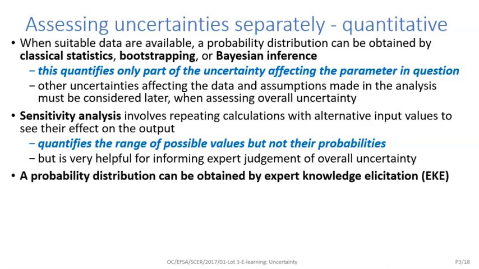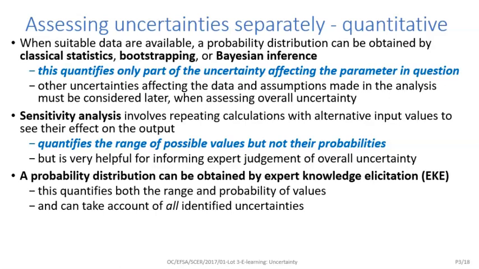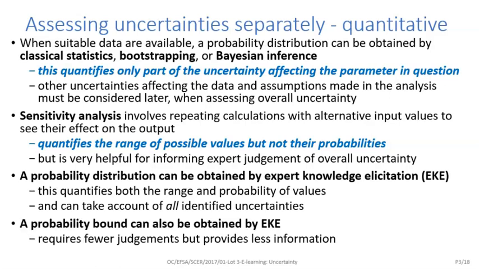A probability distribution can be obtained by expert knowledge elicitation, or EKE. This quantifies both the range and probability of values and can take account of all identified uncertainties affecting that parameter. A probability bound can also be obtained by EKE. This requires fewer judgments but provides less information.